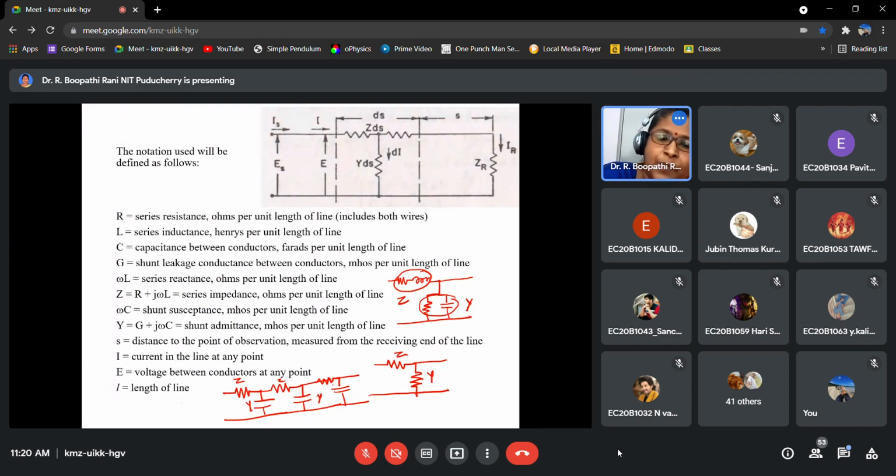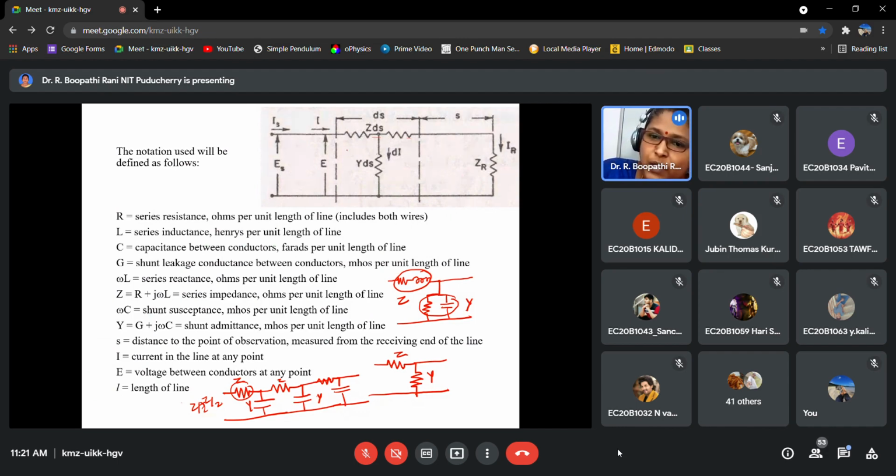Is it right? So instead of drawing that Z as Z alone, if we are interested in a symmetrical section, this Z can be split into Z by 2, Z by 2, isn't it? Z by 2, Z by 2, that way also it can be split and drawn as a symmetrical transmission line. Okay, symmetrical circuit. So here the unit section is drawn as the series impedance Z in this representation and shunt admittance Y in this representation.